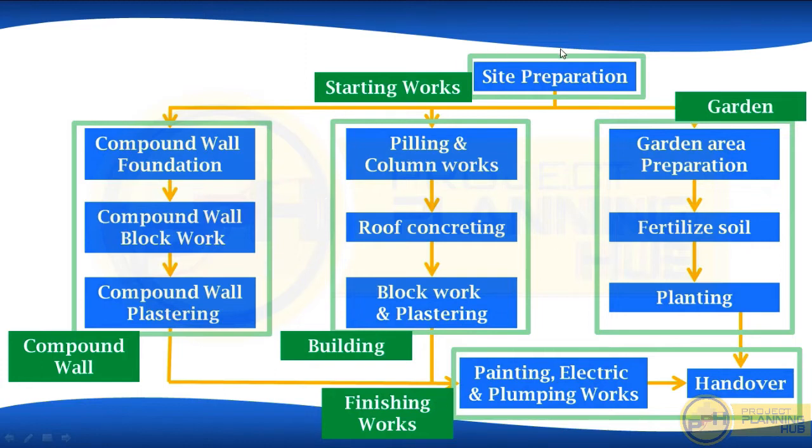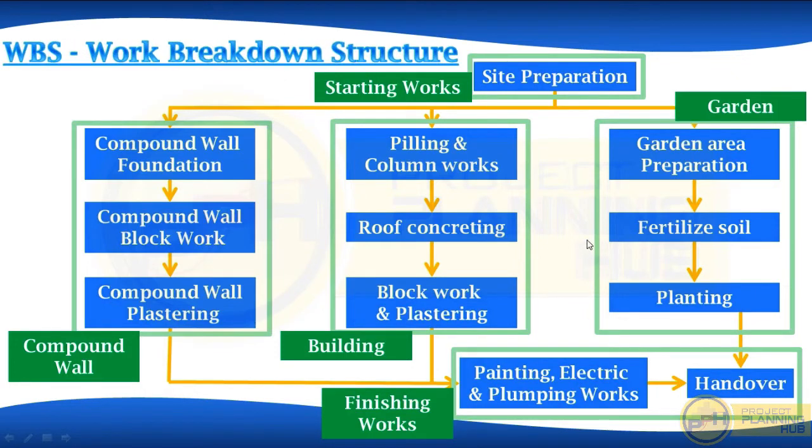So we divided all these 12 activities into 5 groups: starting works, compound wall, building, finishing works and garden. Site preparation goes in starting works group. All these compound wall related works go in compound wall group. These building works go in building group. Then garden works go in garden group, and these finishing works go in finishing works group. We call these groups as WBS, work breakdown structure, in project management or Primavera language.